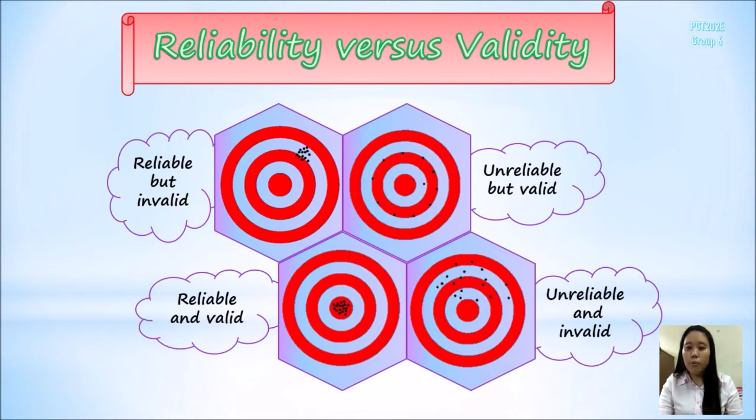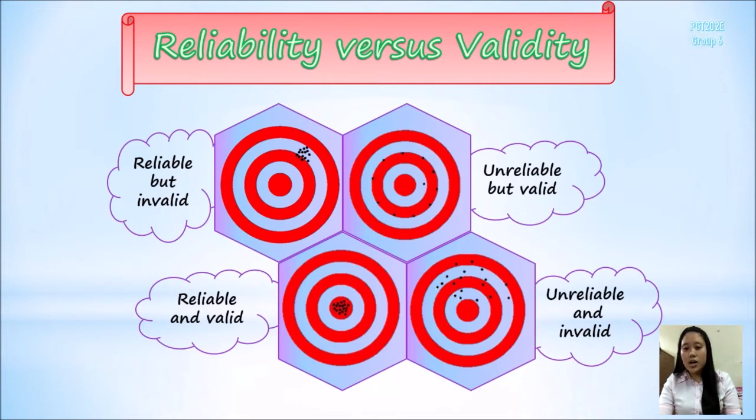So now here are four pictures about reliability versus validity. Let each black dot represent each result that we obtain from the test. The first picture shows that each result obtained from the test is similar or the same, so we can say that it is reliable, but the results are further away from the center, so they are not accurate. So we can say that it is invalid. So the first picture shows reliable but invalid.